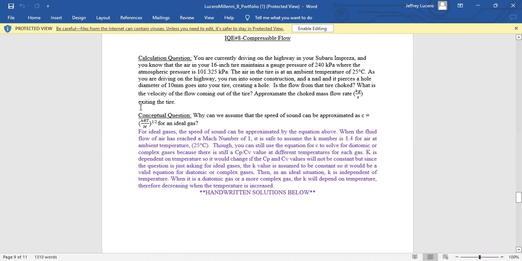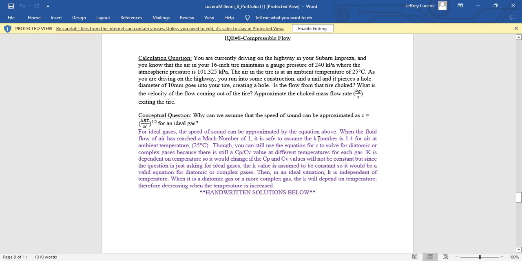For the conceptual question, why can we assume the speed of sound can be approximated as C equals (KRT over M) to the 1/2 for an ideal gas? We can also assume it for other, more complex gases, but I want to explain it with the ideal gas. For an ideal gas, the speed of sound can be approximated by the equation above when the fluid flow of the air reaches a Mach number of 1.